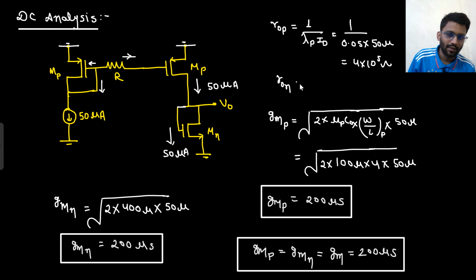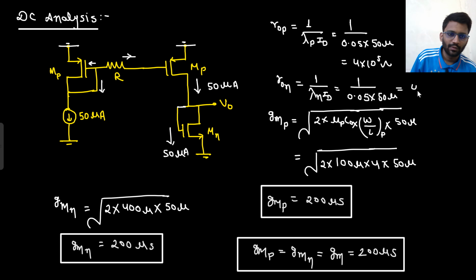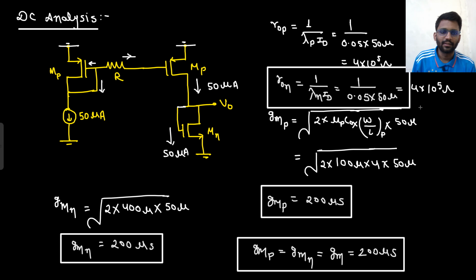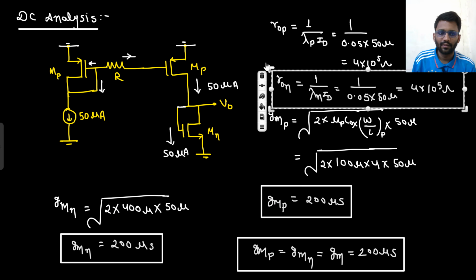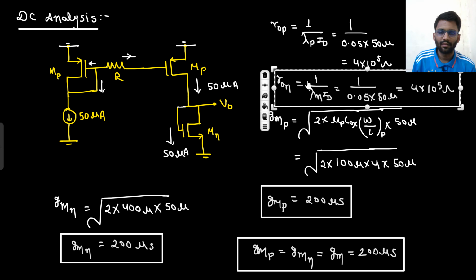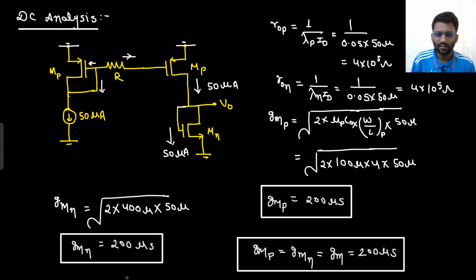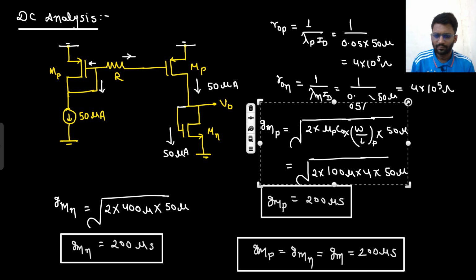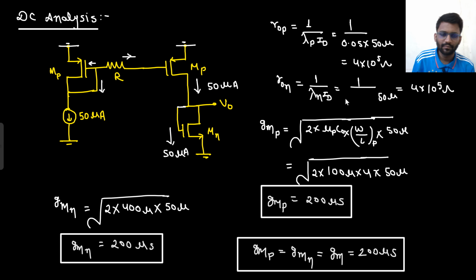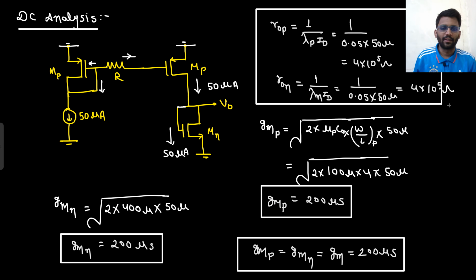And the same value you will get for r0n as well. It is 1 upon lambda N times ID. Lambda N is 0.05, ID value is 50 micro, and that would also be equal to 4 into 10 to the power 5 ohm. So everything is the same: r0p and r0n. This is the value of r0p and r0n.